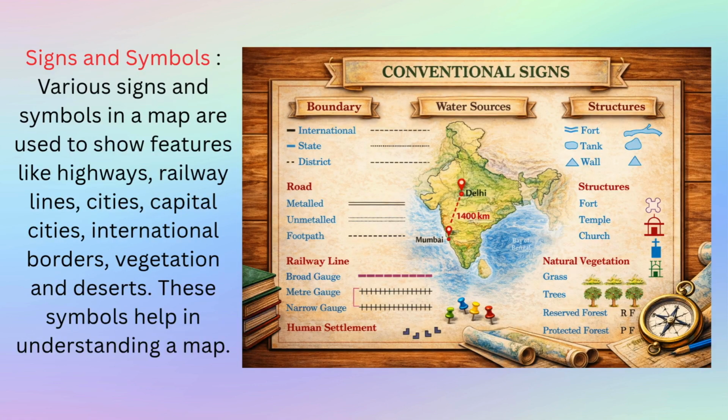Signs and symbols. Various signs and symbols in a map are used to show features like highways, railway lines, cities, capital cities, international borders, vegetation and deserts. These symbols help in understanding a map.